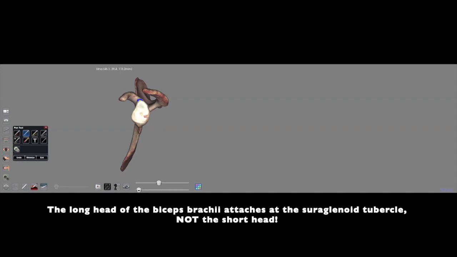And then lastly, if we tilt up just a little bit, there's a small ridge just above the glenoid fossa. This is known as the supraglenoid tubercle. This is an important landmark because of where the labrum attaches, as well as the short head of the biceps brachii.